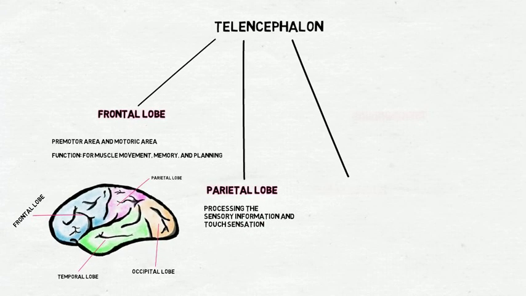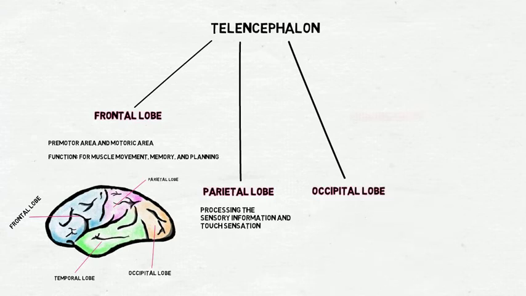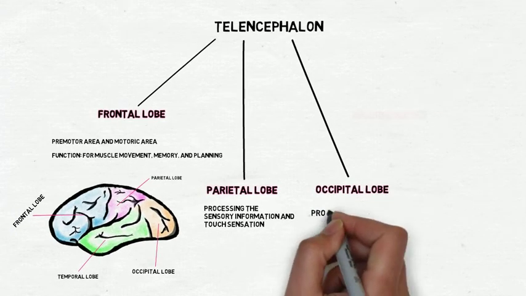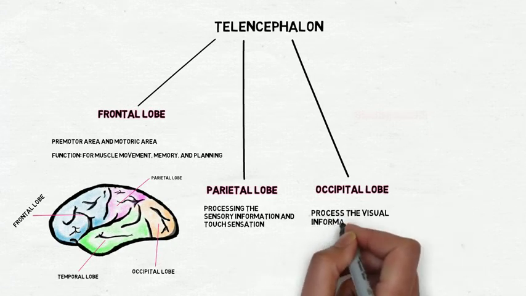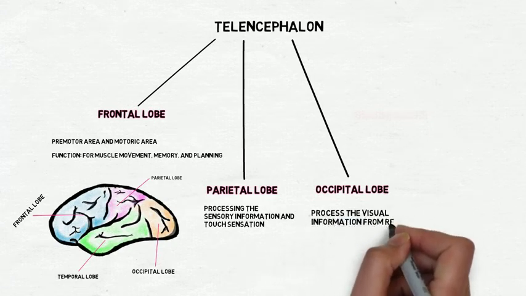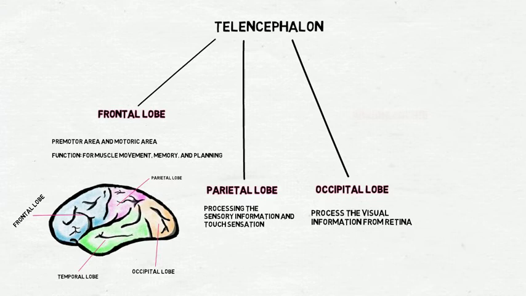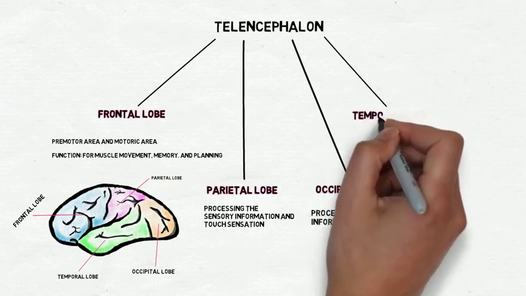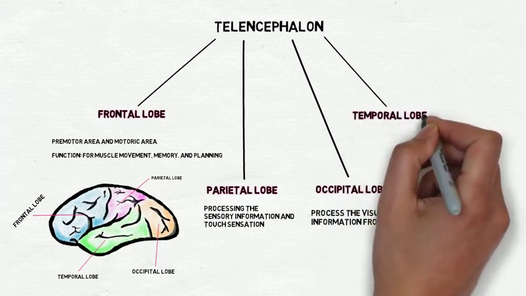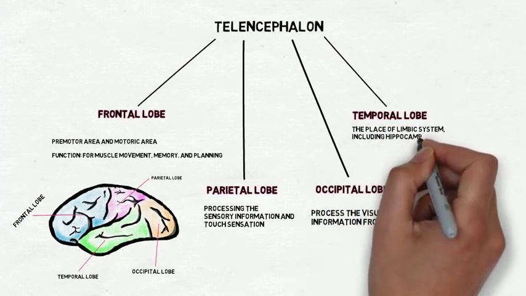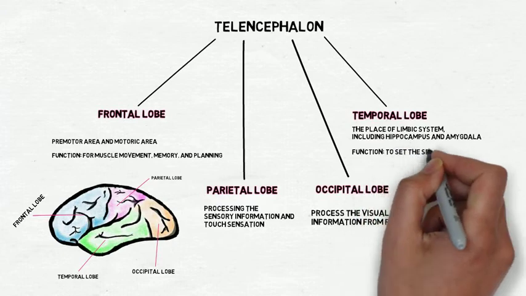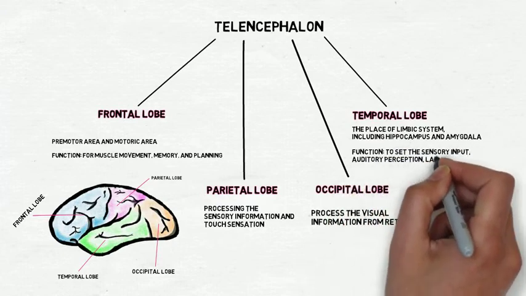We can also know about the occipital lobe. Its function is to process visual information from the retina. So we get light, and the light is processed and transferred in the brain from the occipital lobe. And the last is the temporal lobe, which is the place of the limbic system, including the amygdala and hippocampus, and the function is to process sensory input and auditory perception, language, and memory.